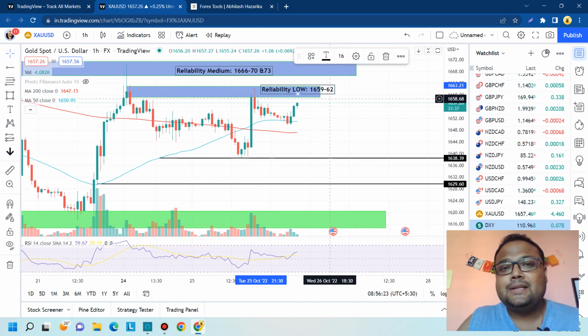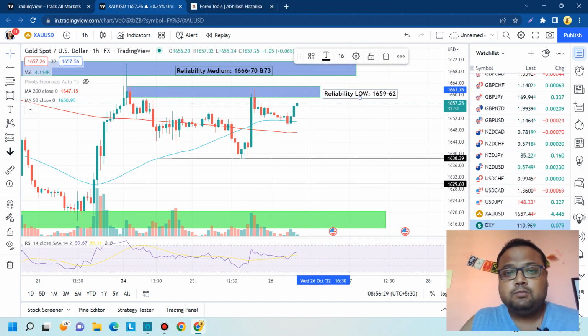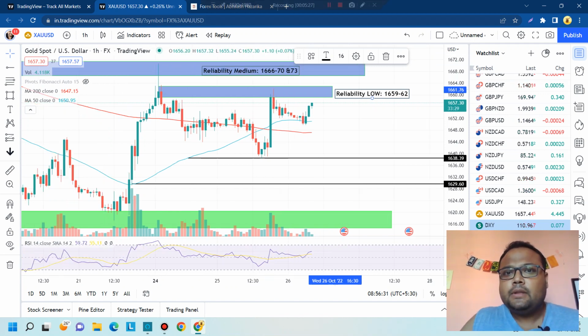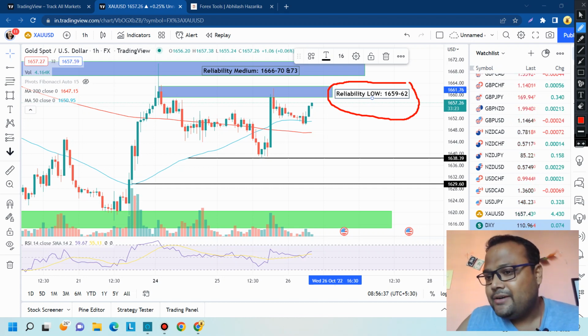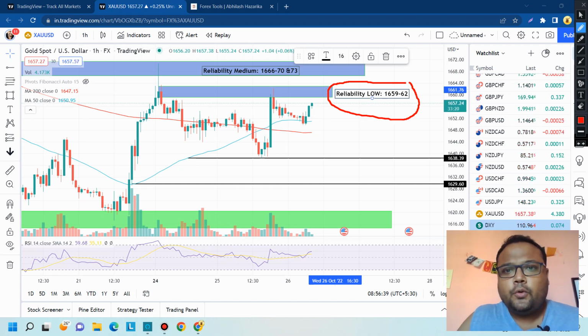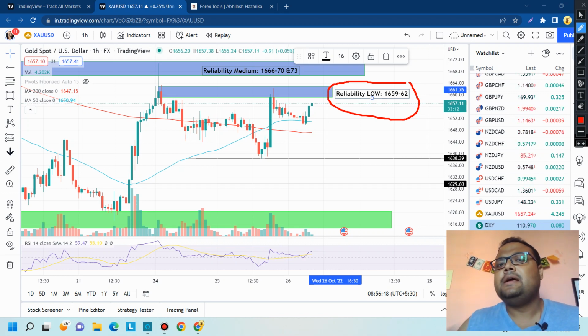1659 to 1662. As you can see, the reliability is low. So this level is for day traders only. Right now gold is going up. So once the market enters this level, observe the market. If you see the market is reversing, then only take a sell position.